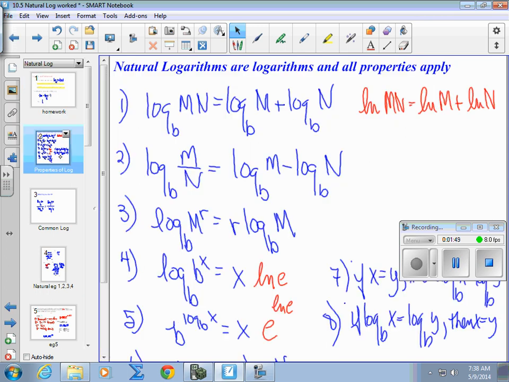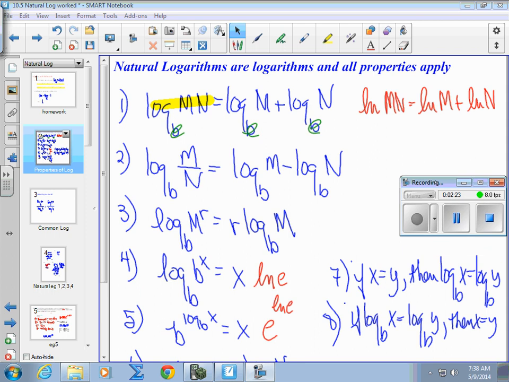Like I said, all the properties for logarithms apply. So the first property is the product property. Log base b of mn is equal to log base b of m plus log base b of n. Well, in this case, the base would be equal to e. Everybody understand that? Okay. The other properties also apply. These are all properties that we've learned.